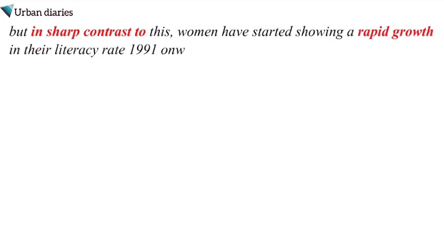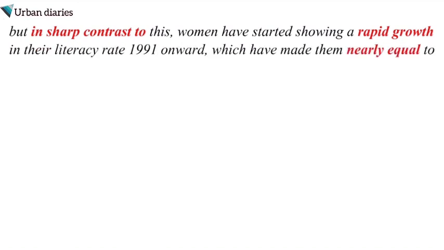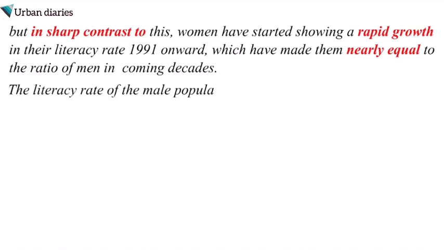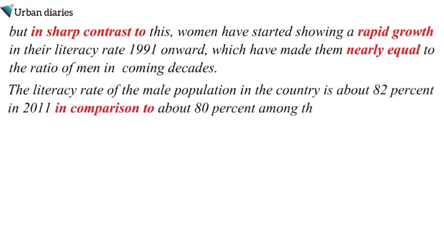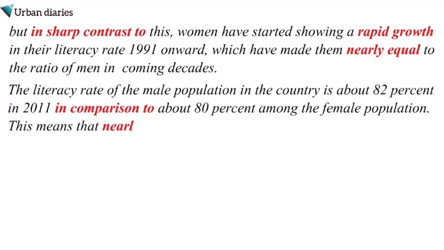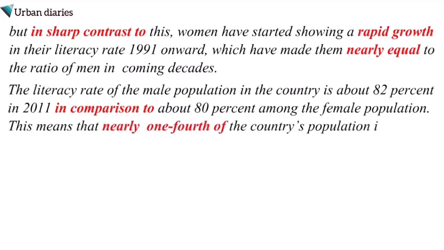But in sharp contrast to this, women have started showing rapid growth in their literacy rate from 1991 onward, which has made them nearly equal to the ratio of men in coming decades. The literacy rate of the male population in the country is about 82% in 2011, in comparison to about 80% among the female population. This means that nearly 1/4 of the country's population is still illiterate. I hope I have picked out all the important information from this chart.